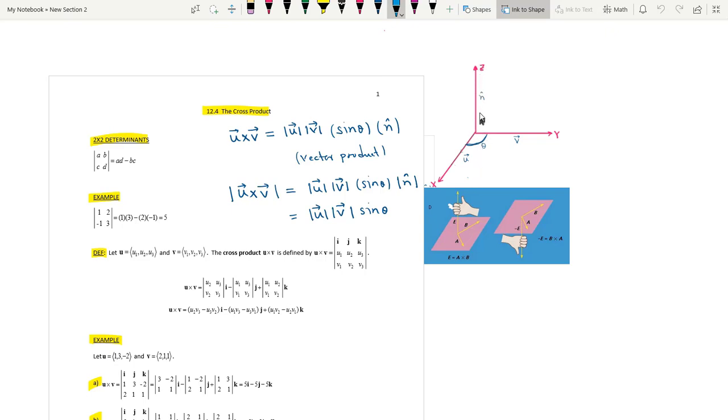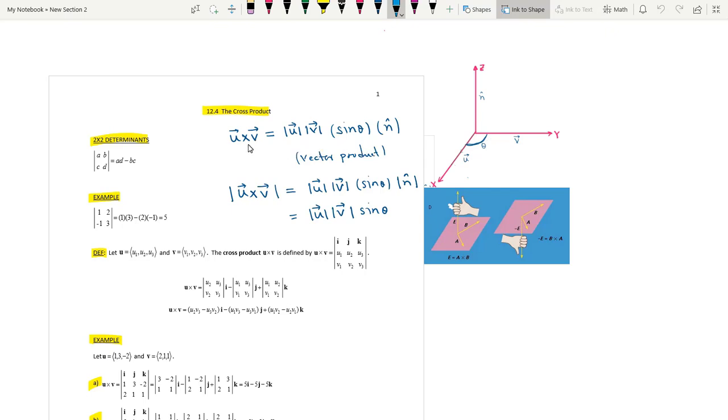Now to determine its direction, we can use the right hand rule. So take your right hand and point your fingers from u to v like this way. If you point this way, then the direction of your thumb would be upward. So the direction of u cross v would be upward. Now if you point your fingers from v to u like this way, then the direction of your thumb would be downward. So the direction of v cross u is downward.